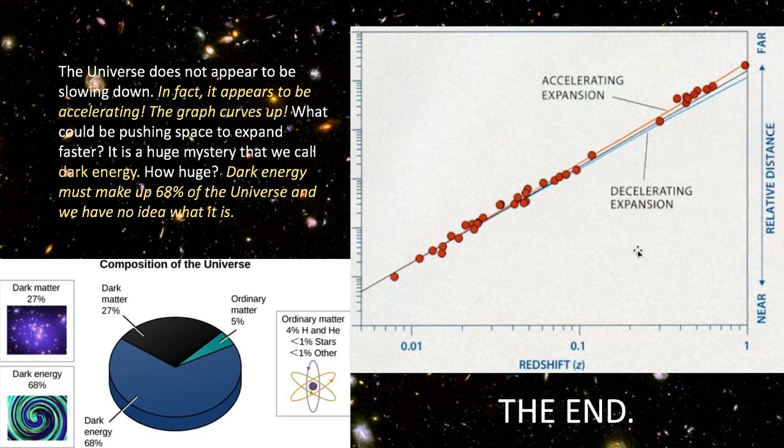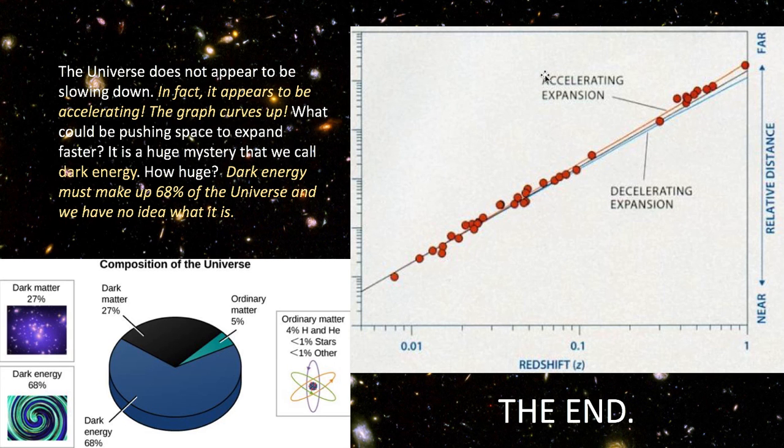But that's not where the data are found. They're found on this reddish line. Maybe it's orange. This line. They tend to be above that critical value, and that means that they're accelerating. The expansion is accelerating. The graph is actually curving up. There's no explanation for this, or at least no good one.